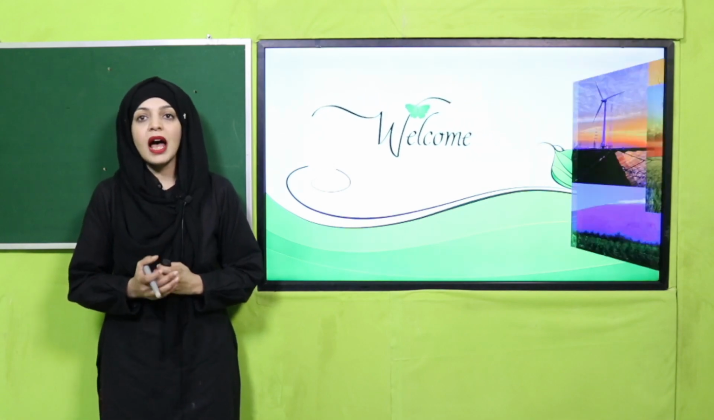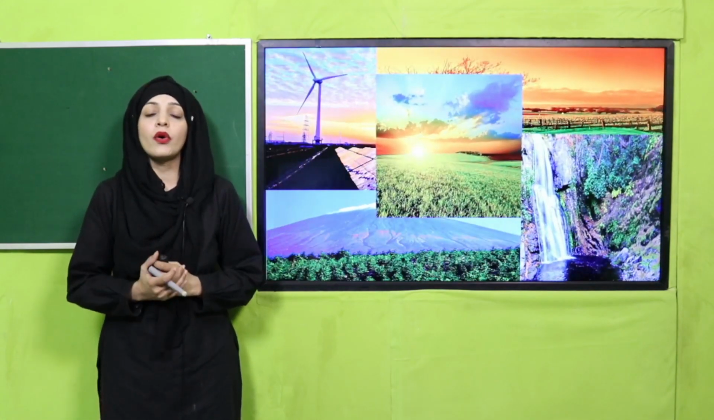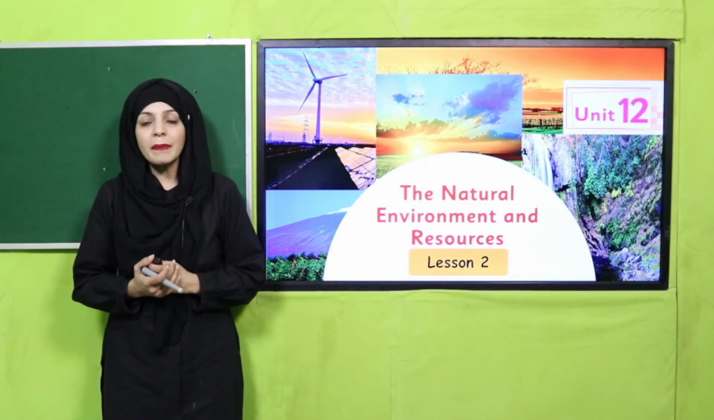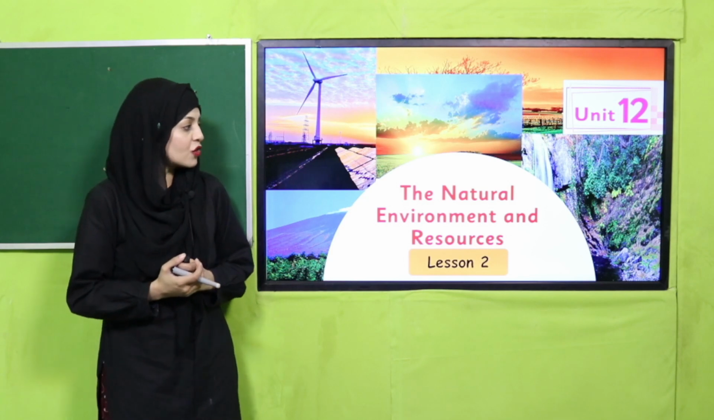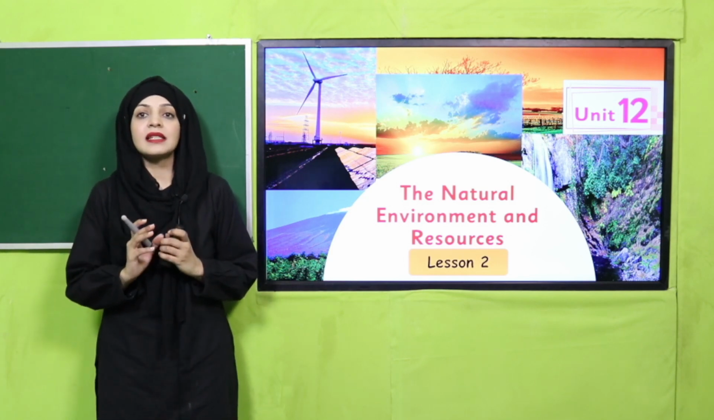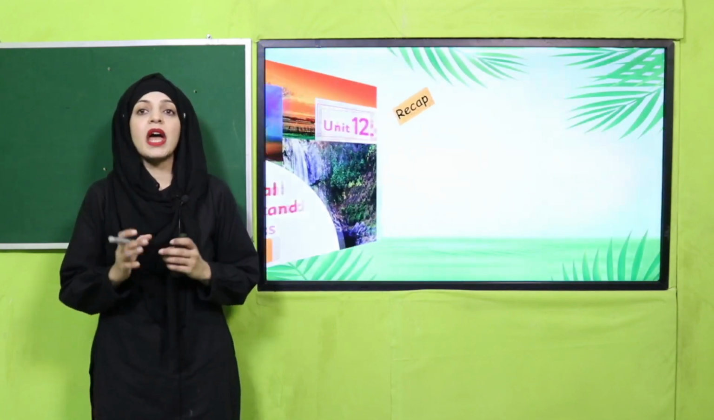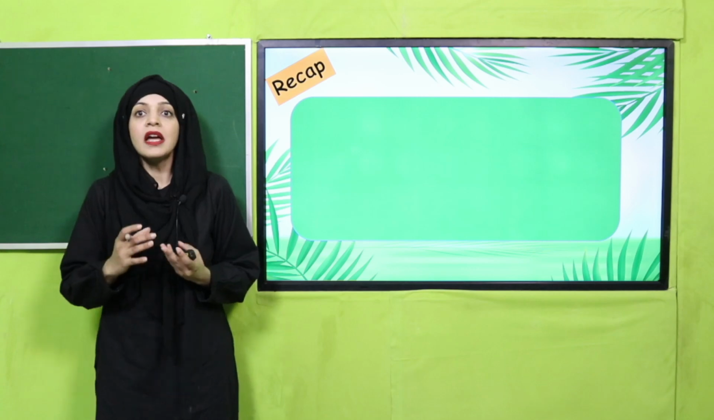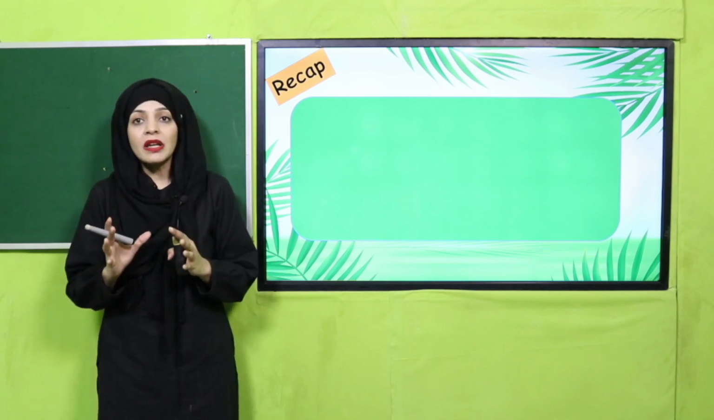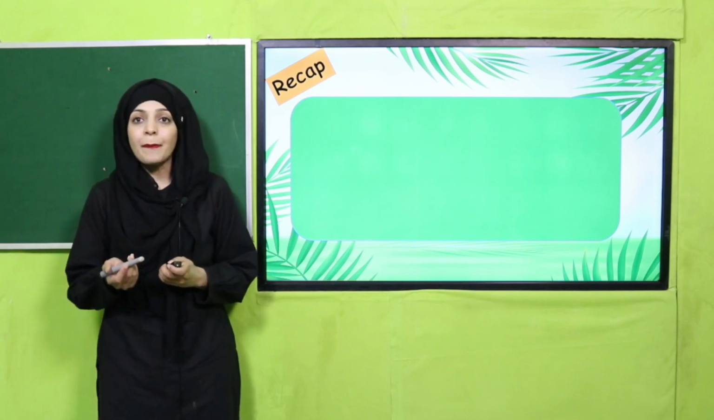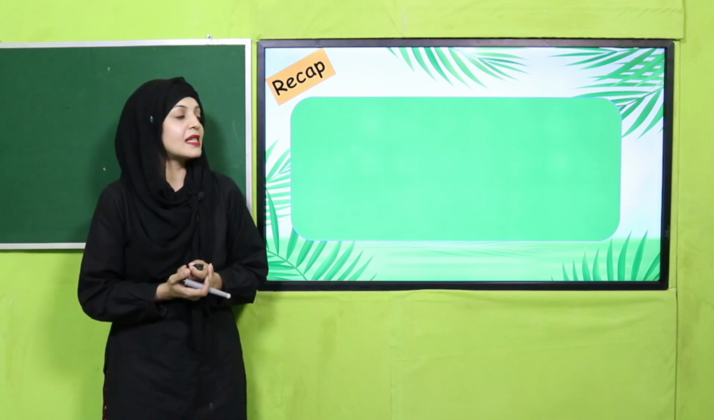My dear students, as you already know, we are on unit number 12 of your GK2 books. Do you remember the name of your unit? The Natural Environment and Resources. Today is its second lesson. As you know, we have done the first lesson and we discussed a lot of natural non-living things and living things. So today let's recap it and then we will move forward towards its second lesson.